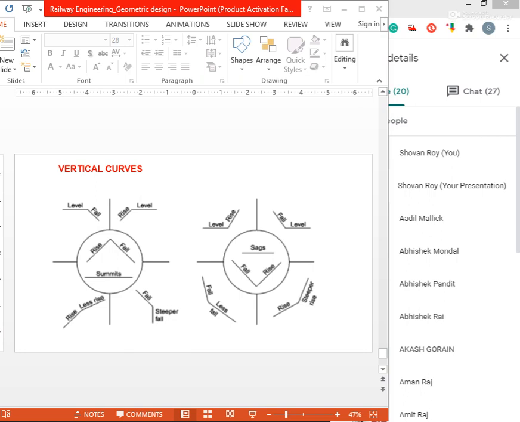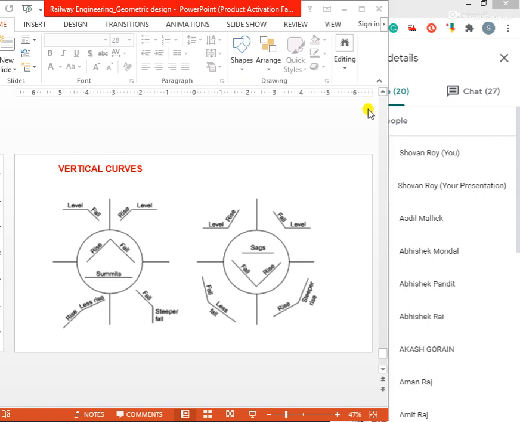Next is calculating the length of a vertical curve. There are also an old method and a new method, but we should follow the new method. According to the new method, the length of the vertical curve is calculated by one formula, that is L equals RQ. This formula is also available in your book, where L is the length of the vertical curve, R is the radius of the vertical curve.